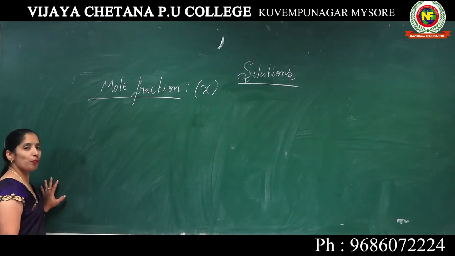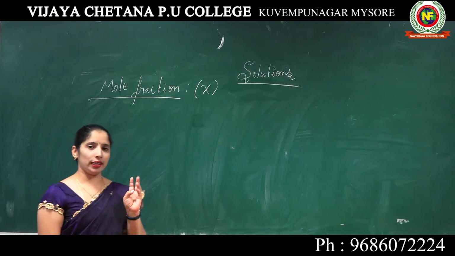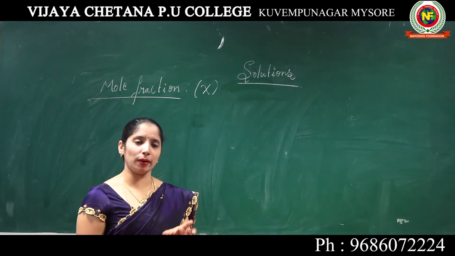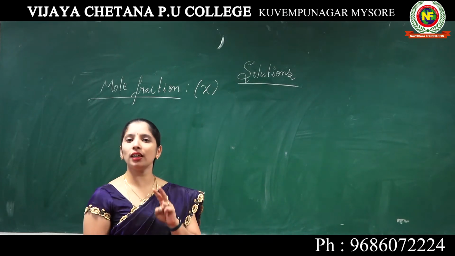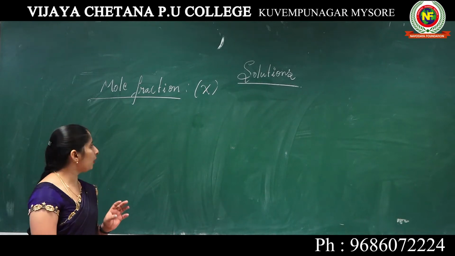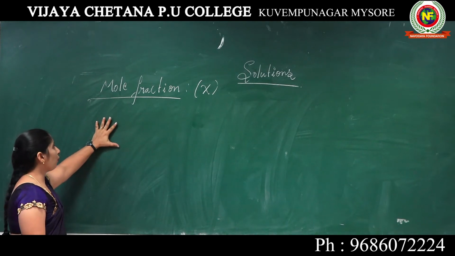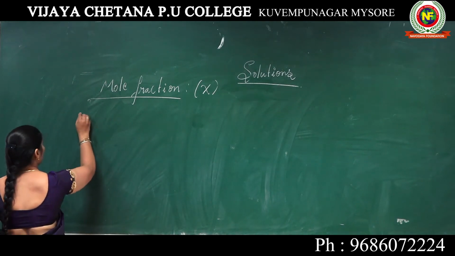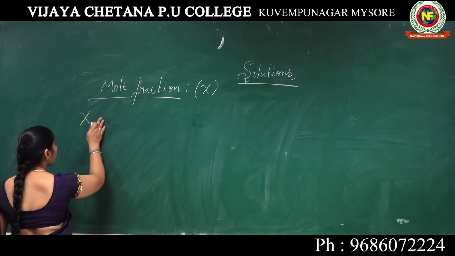We already know that there are two components. In this chapter we mainly discuss the binary solution, which means it consists of only two components. So if you take the mole fraction, it is always represented by psi. It is nothing but the mole fraction of the component.